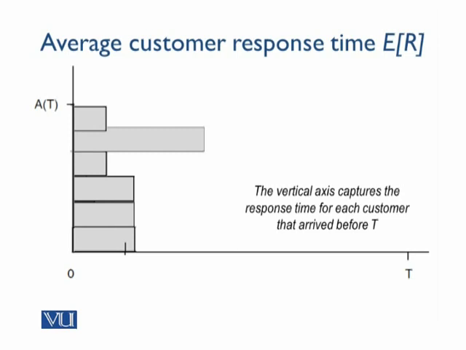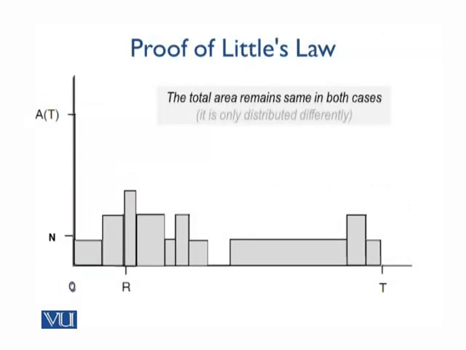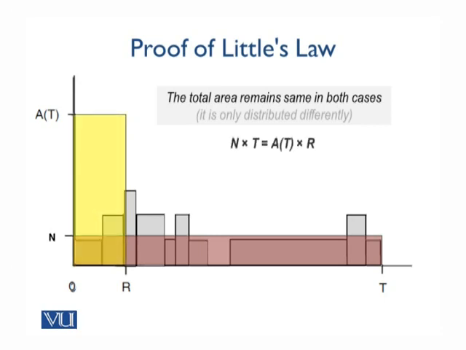So in a sense, we've broken down the total area in 2 different ways. The area did not change, and we've broken down the area in 2 different ways, which involves averages. One was the average number of customers in the queue, the other was the average response time. Now we're in a position to relate both of these 2 things. So we see that n into t, which is the area of the red graph at the bottom of the slide, is equal to a of t into r, which is the area of the yellow rectangle.